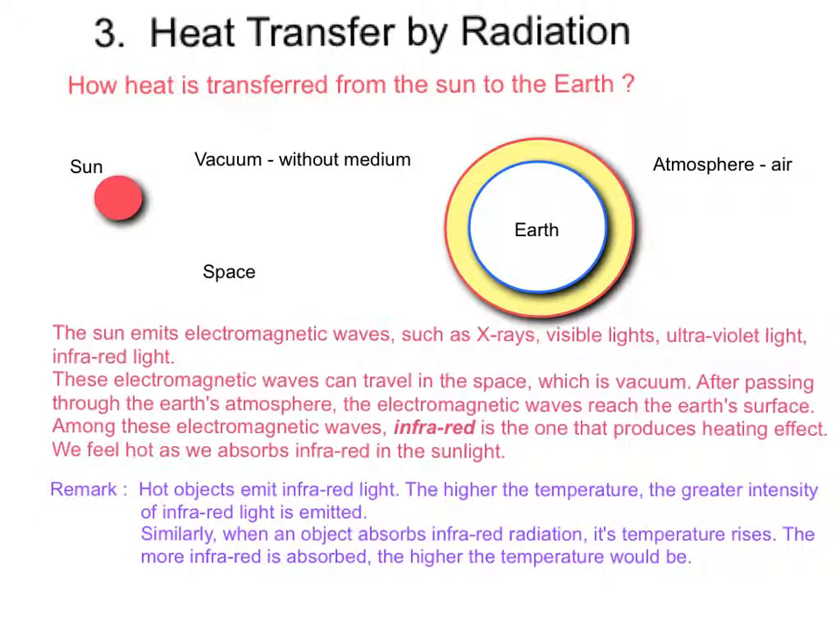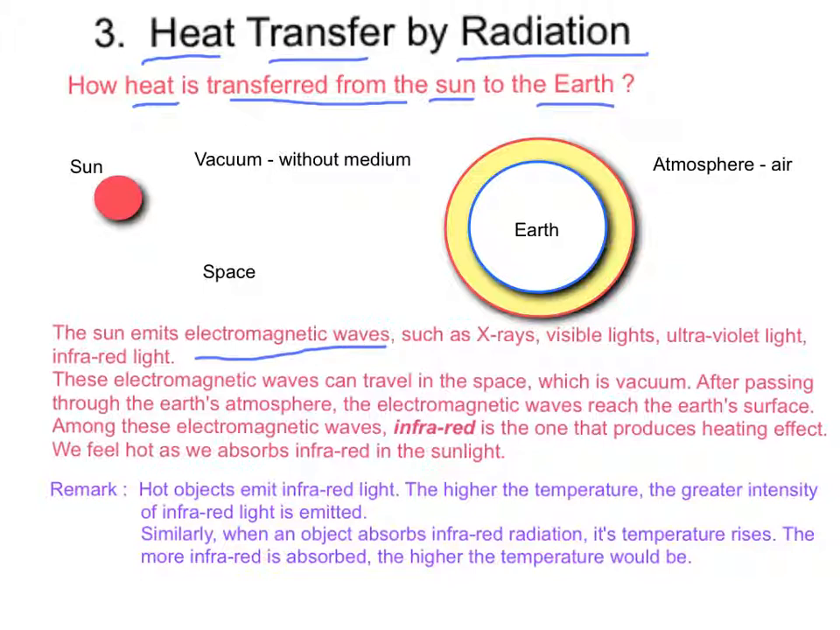In this section, we are going to learn how heat is transferred by radiation, 輻射. First, let's see how heat is transferred from the sun to the earth. The sun emits electromagnetic waves, 電磁波, such as X-rays, visible light, ultraviolet, and infrared light, 紅外線.